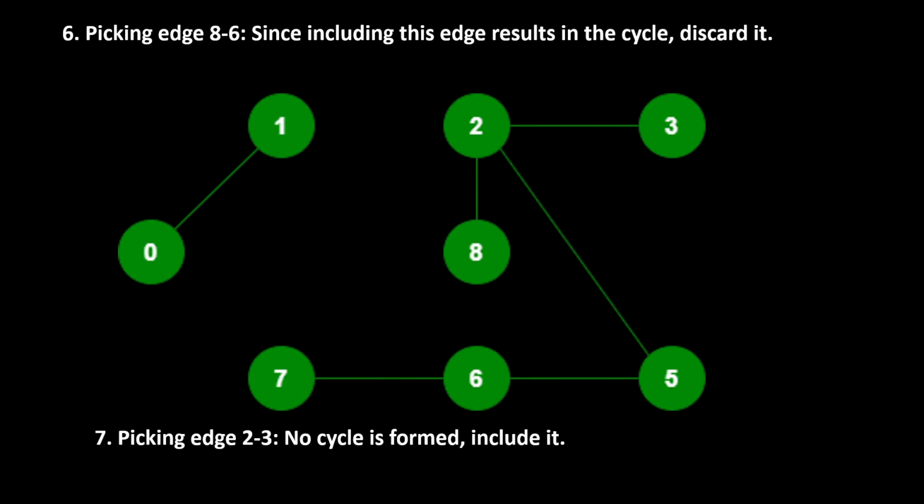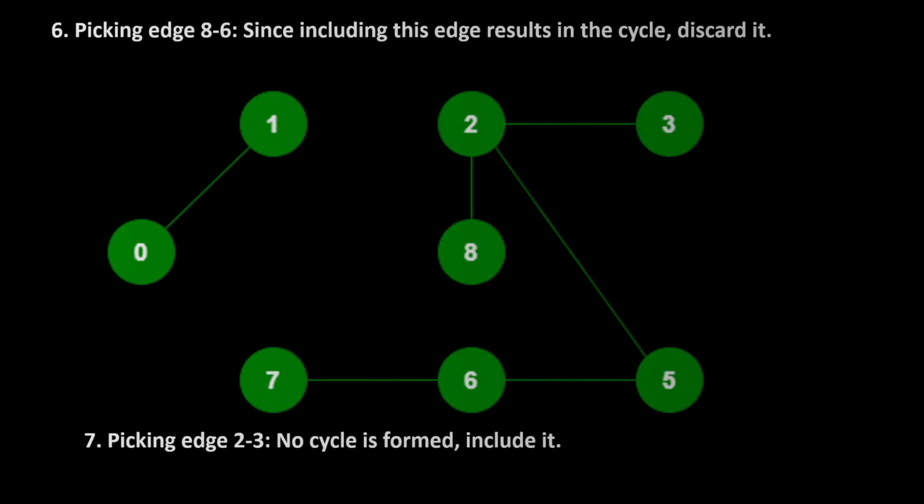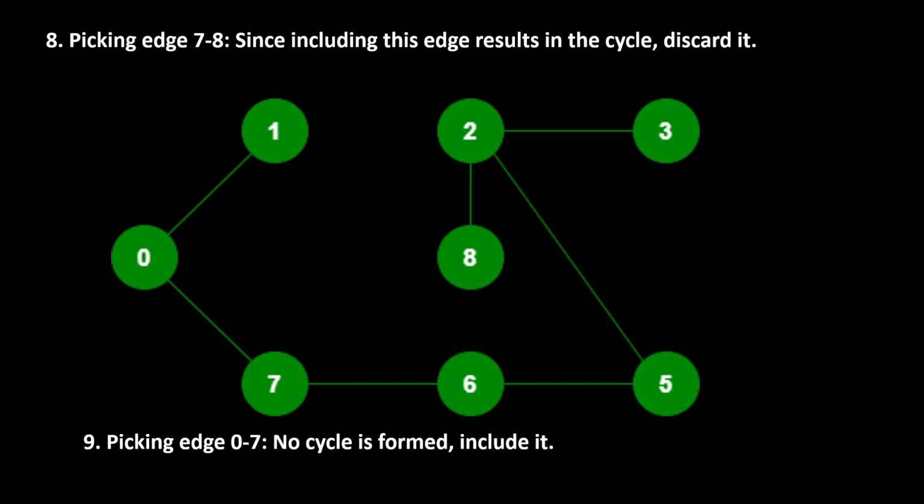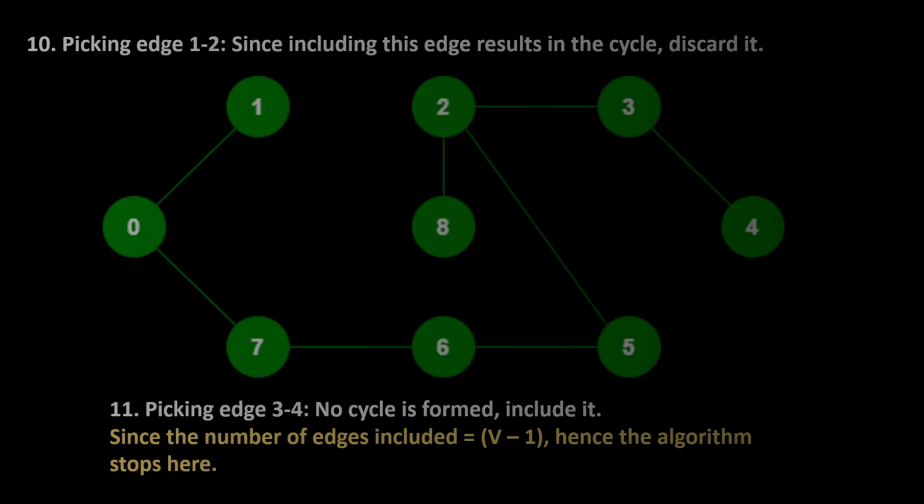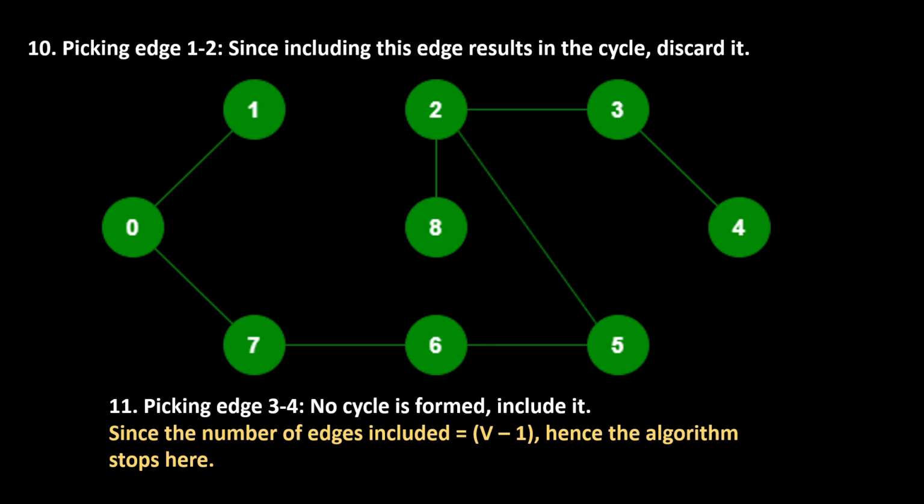Now as per the table we have to pick the edge 8 to 6, but including this would result in a cycle, so discard it. Then pick the edge 2 to 3, no cycle is formed, include it. Pick the edge 7 to 8, but there is a cycle, so discard it. Pick the edge 0 to 7, no cycle, include it. Pick the edge 1 to 2, but there is a cycle, so discard it.